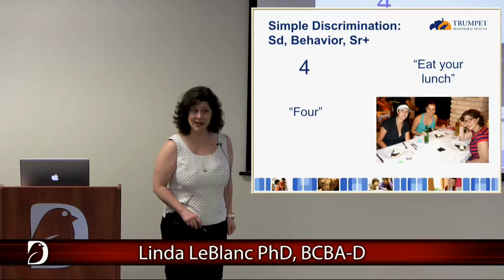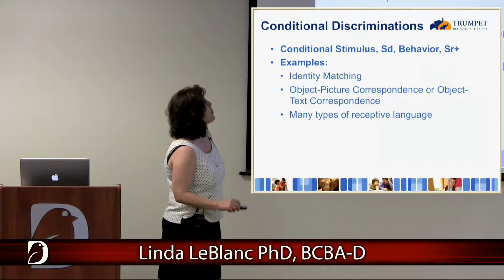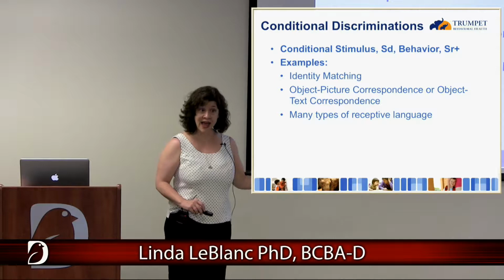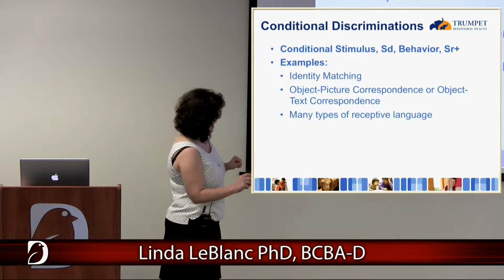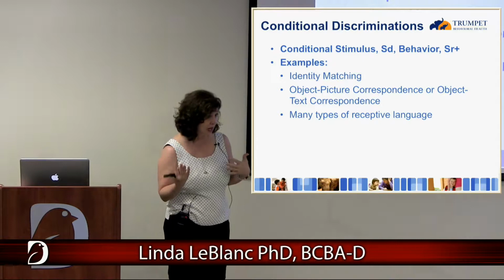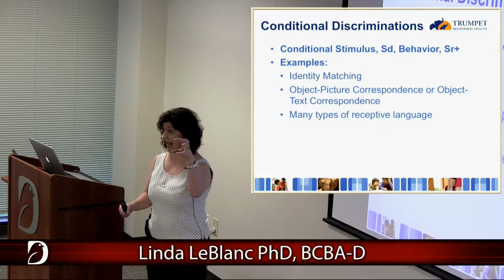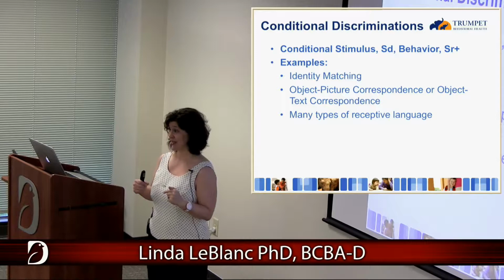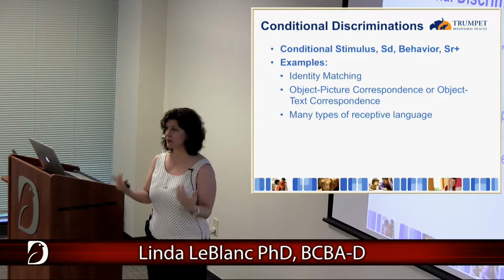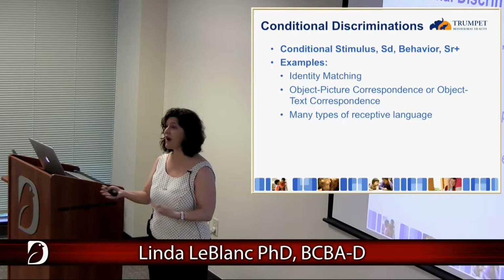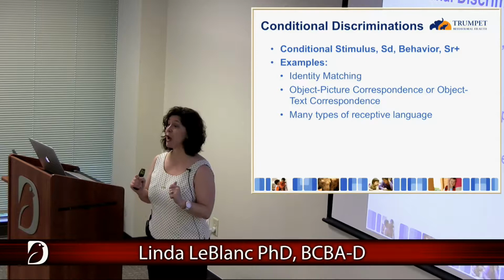So those are simple discriminations. But a conditional discrimination has a conditional stimulus. That conditional stimulus establishes something as the discriminative stimulus and the other ones as not the discriminative stimulus. It has the behavior and the reinforcer. So some of these things like identity matching or object picture correspondence, I show you an apple and you find the picture of the apple. Or object text correspondence. I show you the apple and you find the word apple. Or I say the word apple and you find the word apple. So many types of our receptive language. I say something and I'm teaching you to look at these options and find the one that is. Those are conditional discriminations. So a matching repertoire is integral, and it is in fact more complicated.